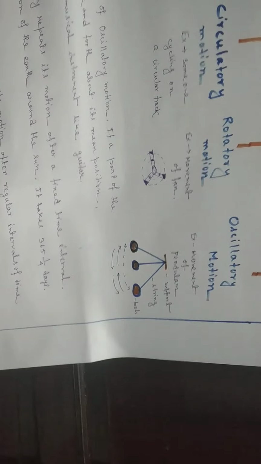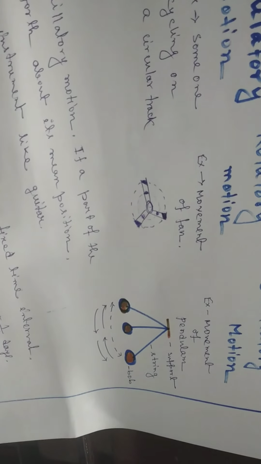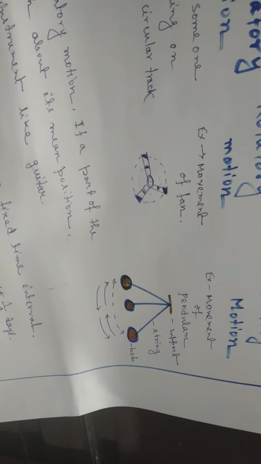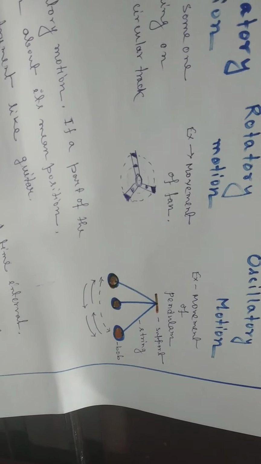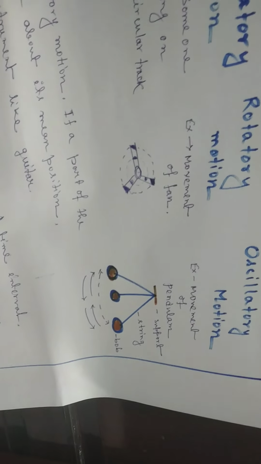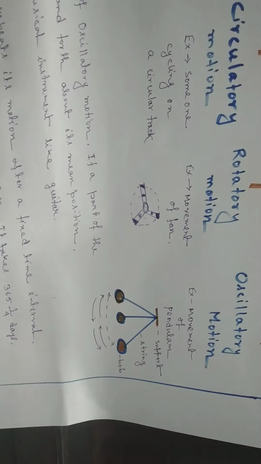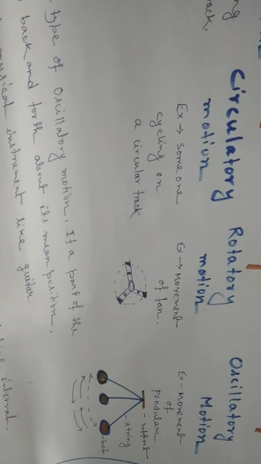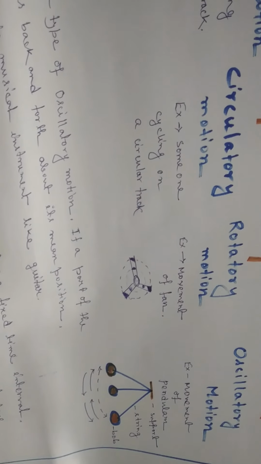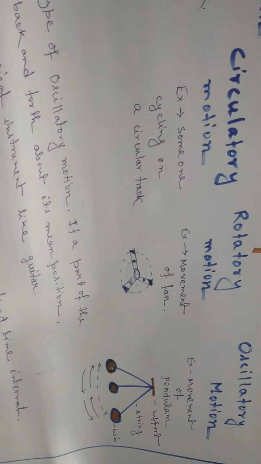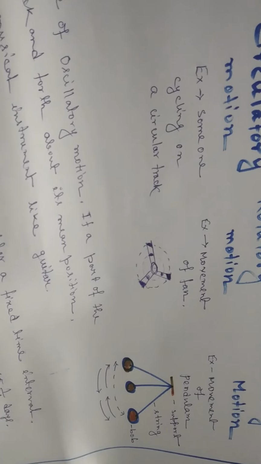When you switch on a fan, the fan follows a circular path, but different parts of the fan follow different types of circles. So each part of the fan follows circulatory motion, but different parts of the fan follow different circulatory motion. That is, the circumferences of the circles are different.